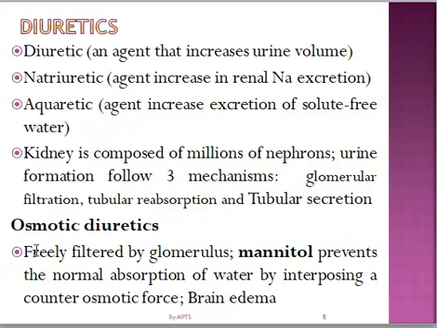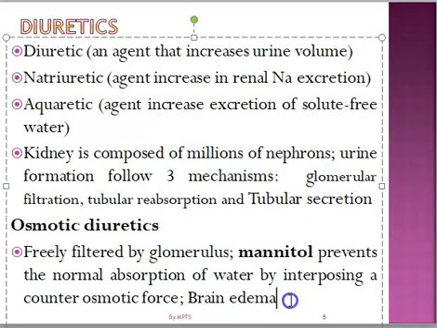Now, the examples of diuretics which we have: osmotic diuretics. These are freely filtered by the glomerulus. Example, we have mannitol, and they prevent the normal absorption of water by interposing a counter osmotic force. Because they are osmotic, instead of water being reabsorbed from the renal tubules, it remains within the renal tubules, hence it is excreted. And of course, they are used in brain edema and in head injury.